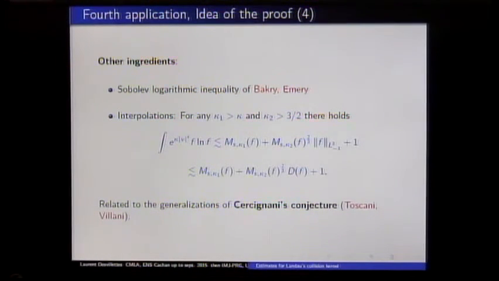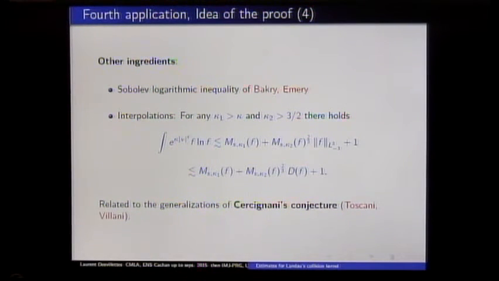Bakry and Emery are probabilists, so this was written in the probabilistic vocabulary, but you can really translate it completely into the analysis vocabulary. This inequality basically tells you that this variant of the Fisher information with a weight dominates somehow a certain function of the relative entropy of f and the entropy of the Gaussian. So thanks to this and a large number of interpolations that I don't want to comment on, which are really a nightmare.